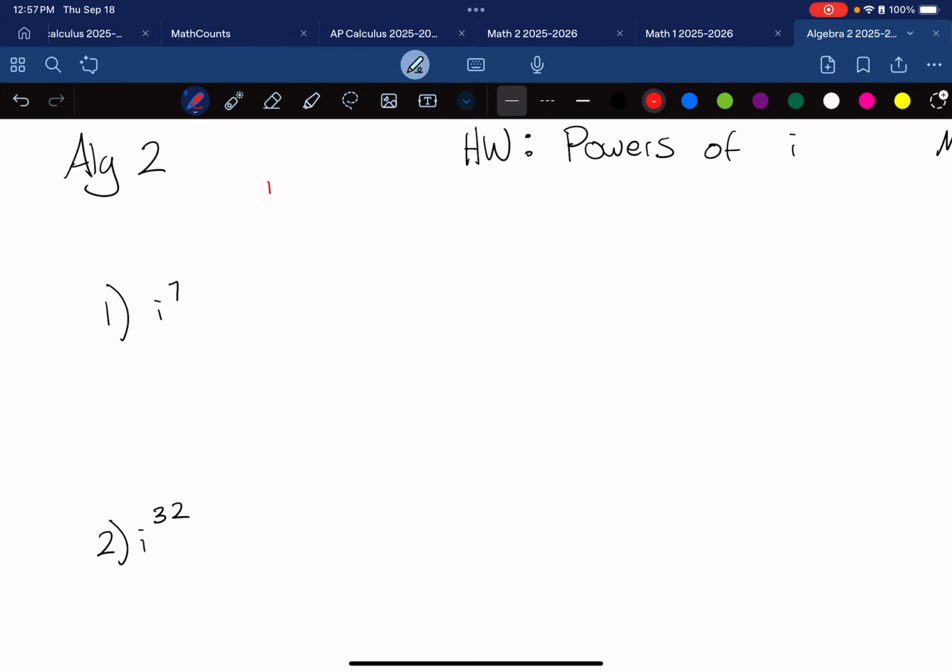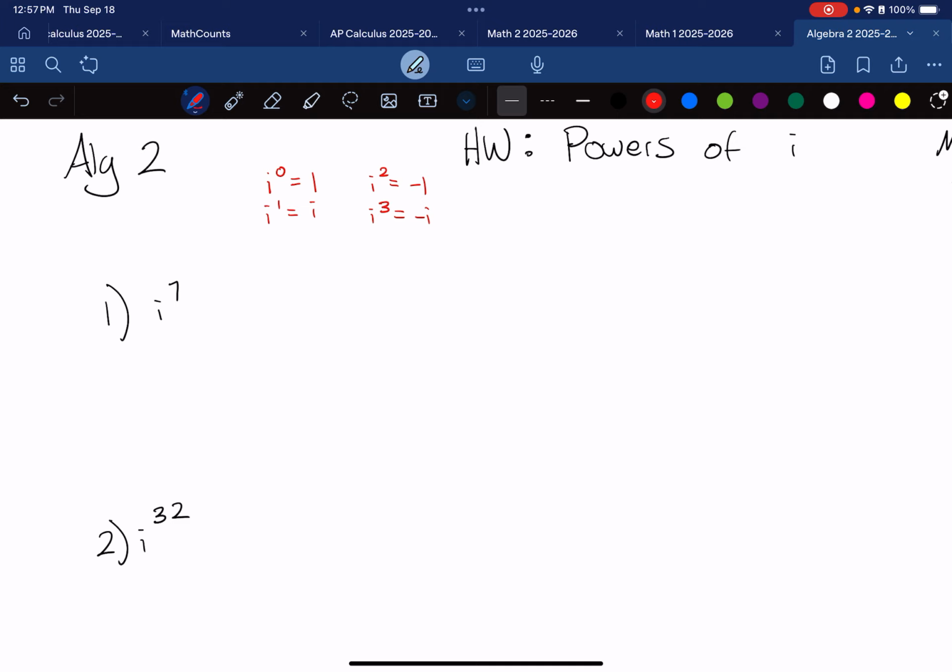Remember that anything to the power of 0 is going to be 1. i to the power of 1 is just i. i to the power of 2 is equal to, what is that going to be? Negative 1. There it is. i to the power of 3 is going to be negative i.